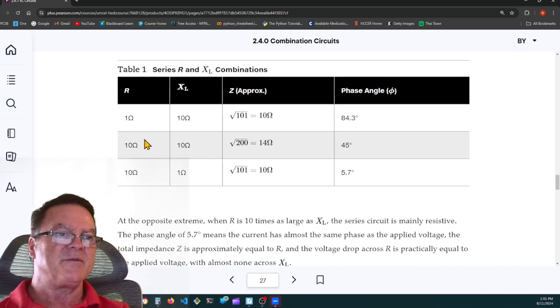So here they're saying that the resistance is 10 ohms and the X sub L is 1 ohm, and the impedance is the square root of 101, so it's 10 point something ohms, but it's very close to 10 ohms. Here, when the resistance is 1 ohm and the X sub L is 10 ohms, it's pretty much an inductive circuit. You've got 10 ohms of impedance and 10 ohms of inductive reactance, and the phase angle is close to 90 degrees. It's 84.3 degrees.